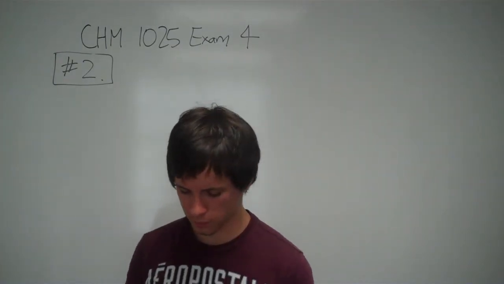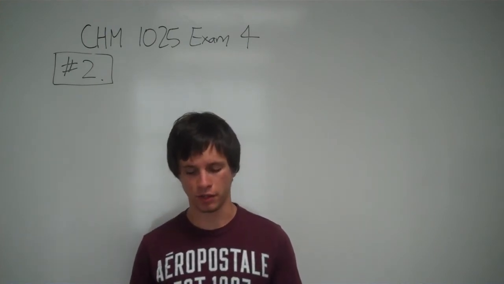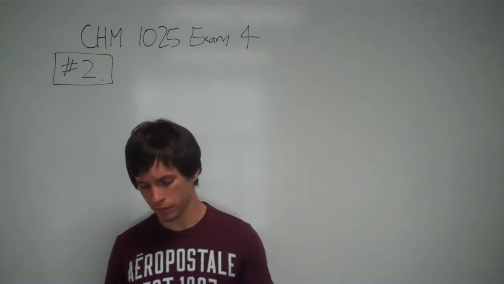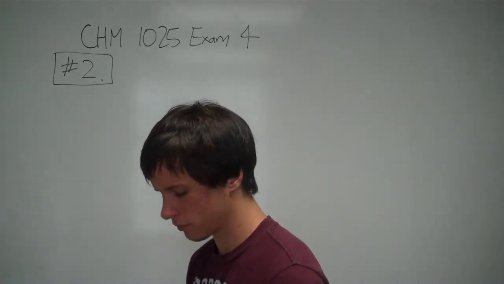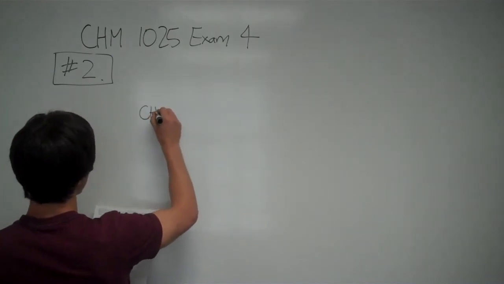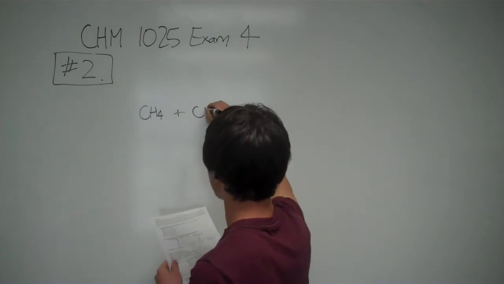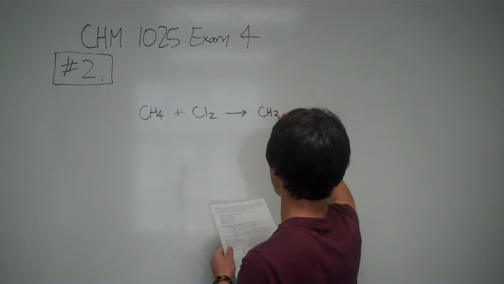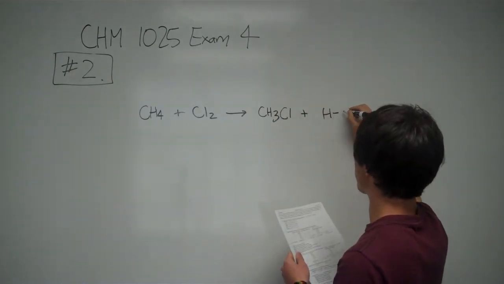Question number 2. It says, determine the bond energy of an HCl bond given the following information. And then they give you a table with some thermodynamic data. So the equation is basically CH4 plus Cl2 forms CH3Cl plus HCl.